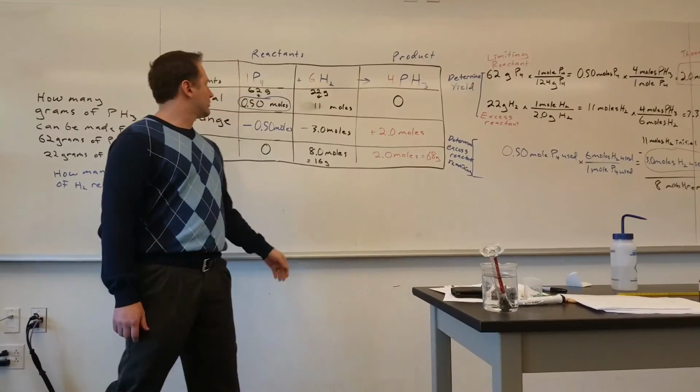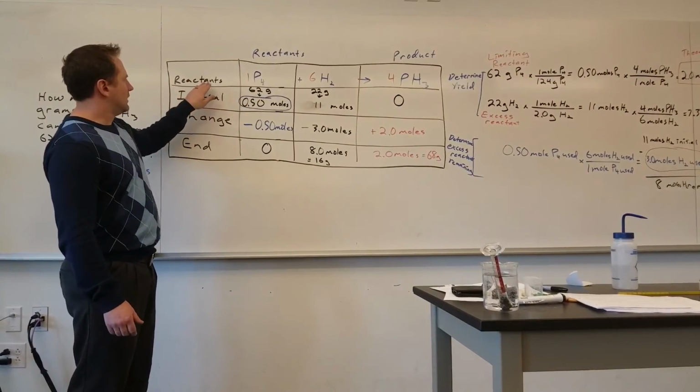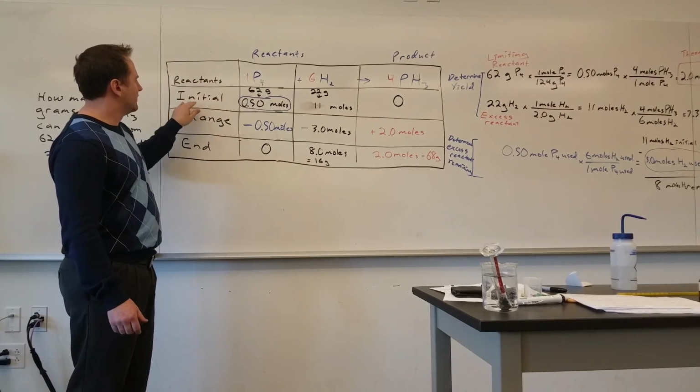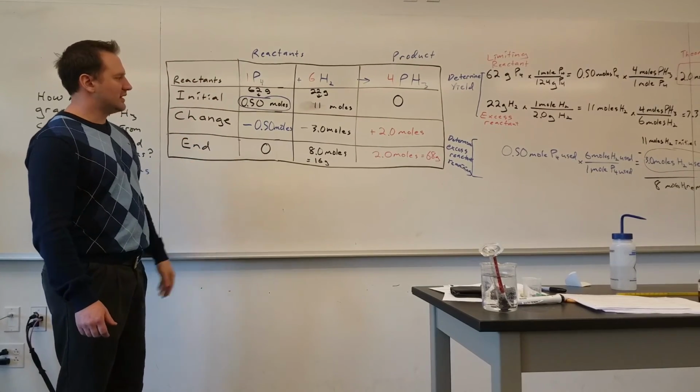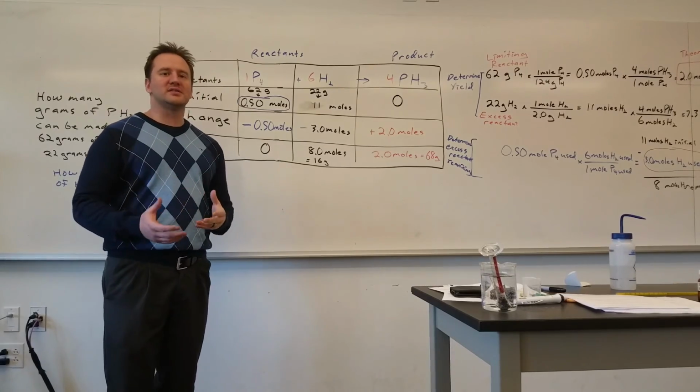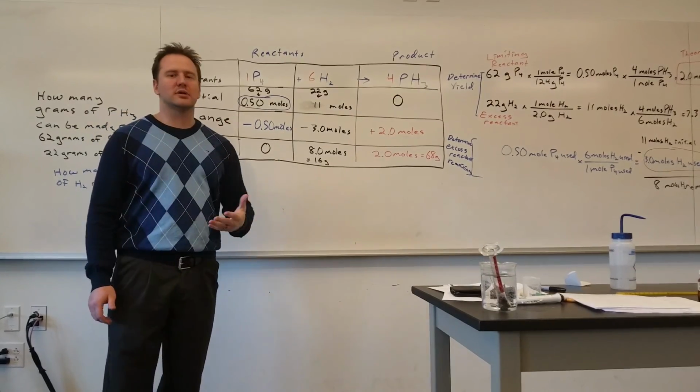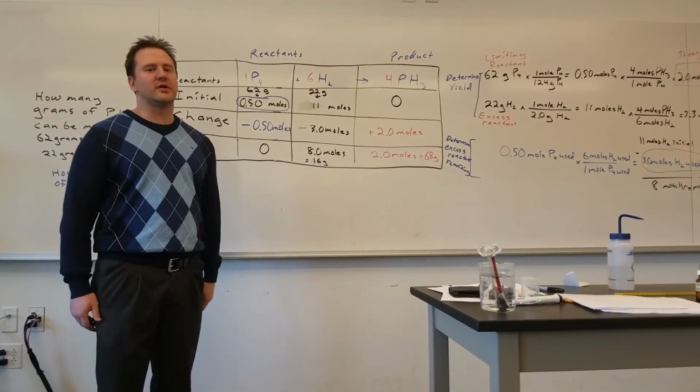So the RICE table, the reactants, or the reaction, should say, initial amount, the change, and the ending amount. This table helps you organize it and keep track and kind of show you what's actually happening in the process in a way that's very easy to interpret.